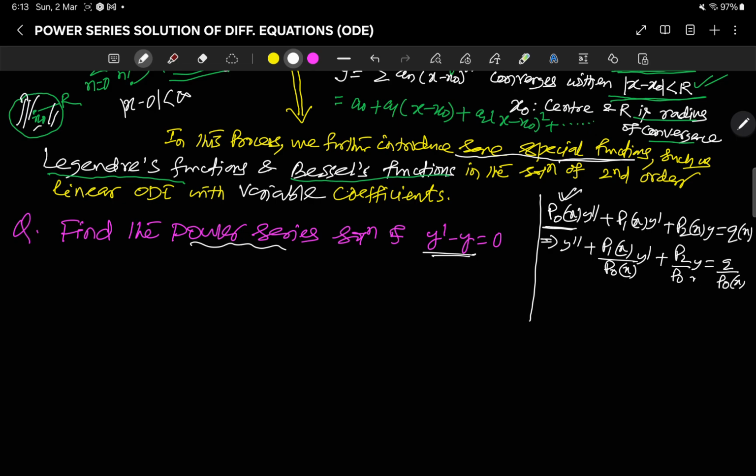So this p0(x), we should choose x such that p0(x) is not equal to 0. Okay, so that x will be your center. This x is equal to your x0, say, is the center.